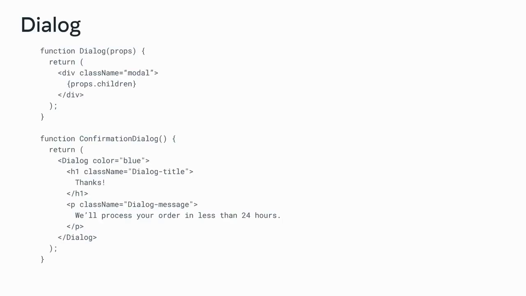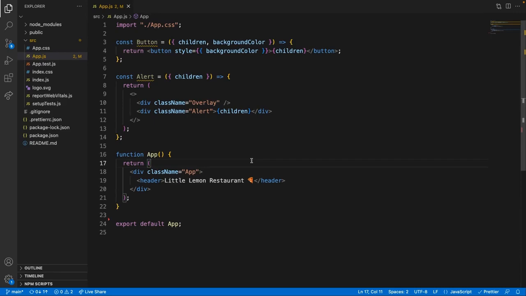This example also showcases the second feature of component composition: specialization. Specialization defines components as being special cases of other components. In this example, the confirmation dialog is a special case of dialog. Now that you are familiar with the basics of component composition, let's go ahead and code an application to demonstrate what you've learned. This application has been created with Create React App.